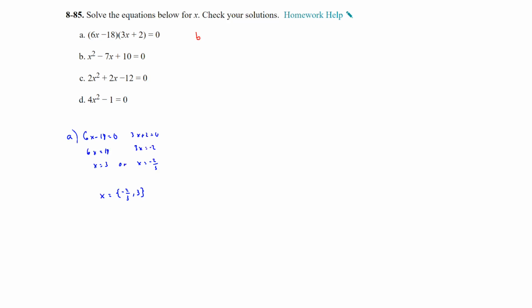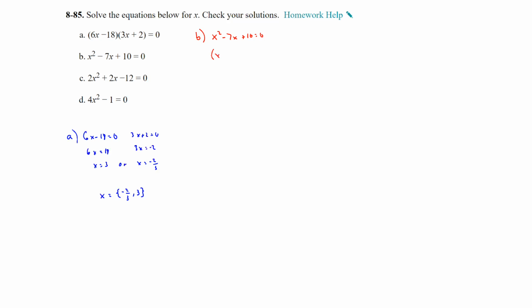All right, B. Now B we need to factor. It's set up for y equal to 0, but we need to factor this one. So I'm just going to go ahead and write the factors down. Let me go back here and actually write the original problem, x squared minus 7x plus 10 equals 0.